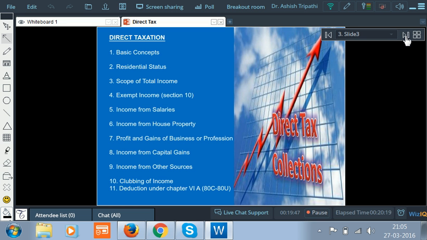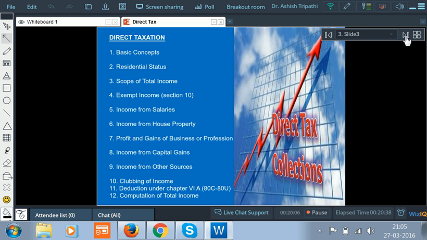So all those investments on which you get income tax benefit, we are going to learn in this chapter, that is deduction under chapter 6A. It starts from 80C, ends at 80U. So it is 80C to 80U.